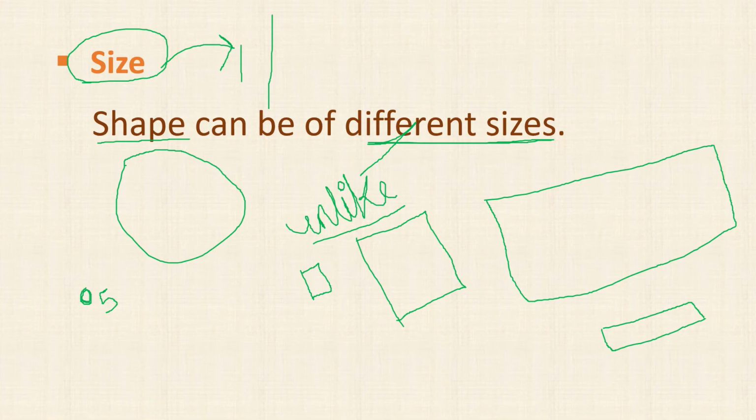That means a shape can have a different size, a big one or a small one. A small one is your coin, a big one is a mama's bangle. A cube can be a small size or a big size. A rectangle can be a big size or a small size. So a shape has different sizes, it doesn't have a fixed size. Okay, a mama's bangle is always the same size, but bangles come in different sizes.